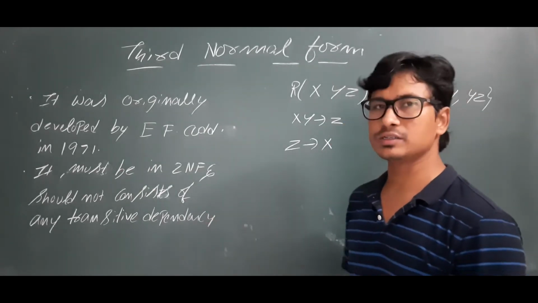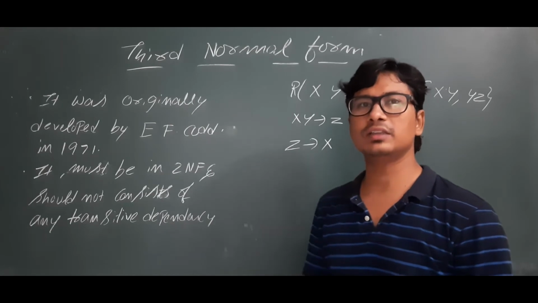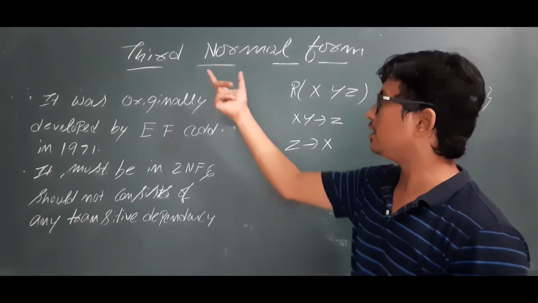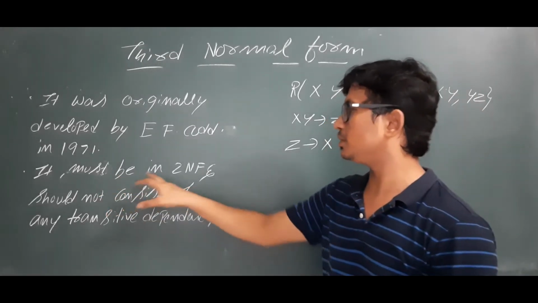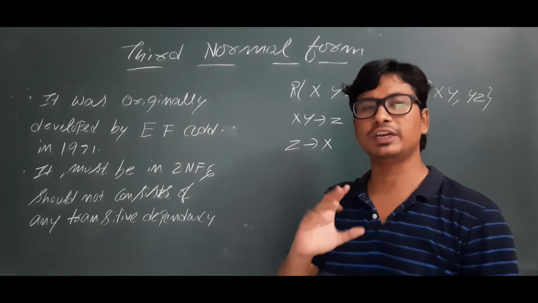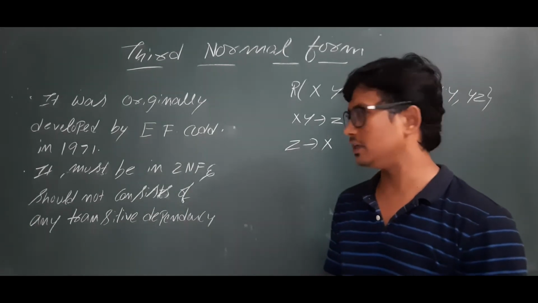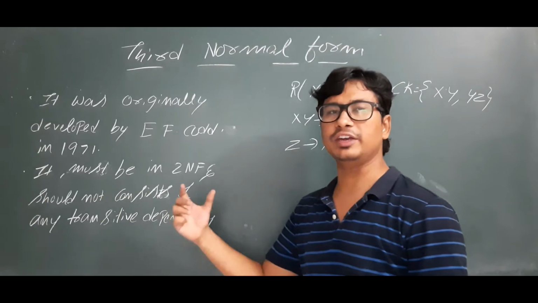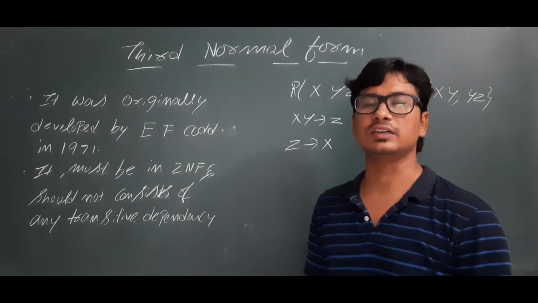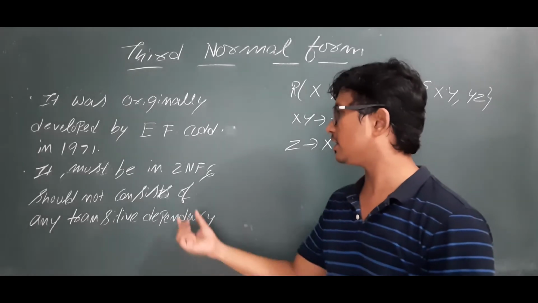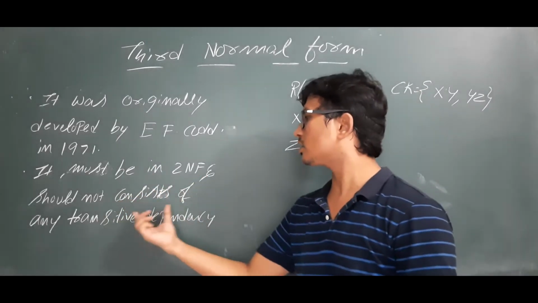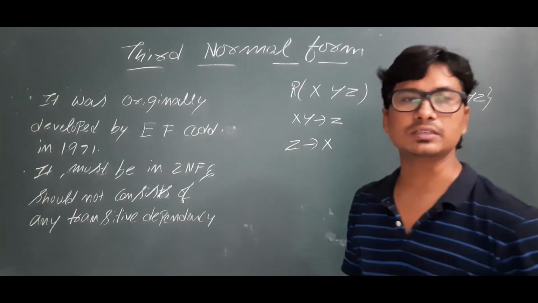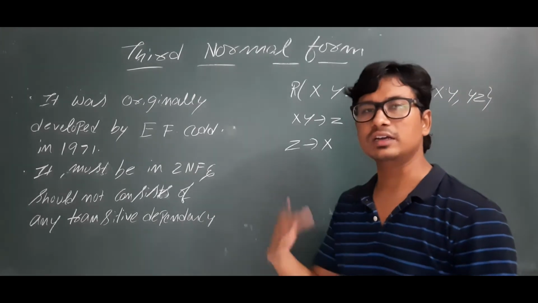Now remember two points. When we discussed 2NF, we said that the relation should be in 1NF and should not consist of any partial dependencies. When it comes to 3NF, the relation should be in 2NF. If the relation is not in 2NF, we can directly say that it will not be in 3NF. If the relation is in 2NF and does not consist of any transitive dependencies, then I can say that it is in 3NF. Let me read it again. It must be in 2NF and should not consist of any transitive dependencies. Then I will say that the relation R is in 3NF.